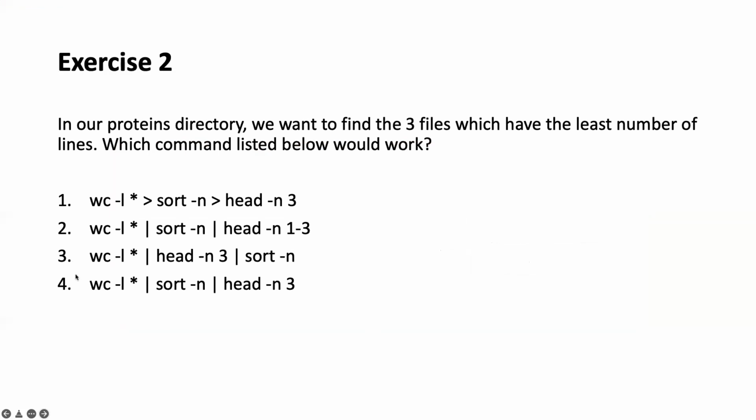All right, so option 4, we start off with the word count, and we're counting the lines, and we use the wildcard asterisk to take all the files in the directory, and then we sort the files, and from there we display the top 3. Since the sorting is done in ascending order, the top 3 will be the smallest numbers. Awesome.